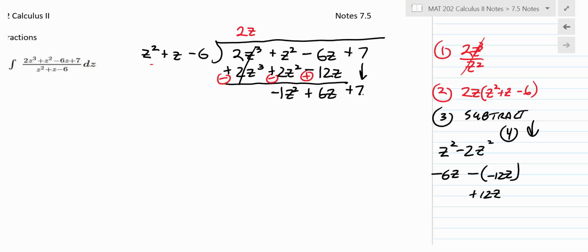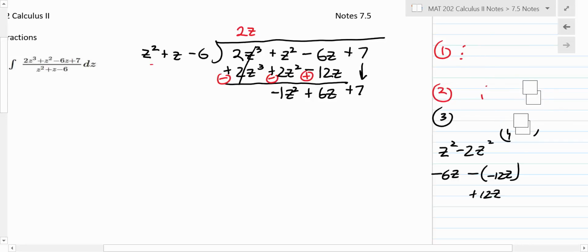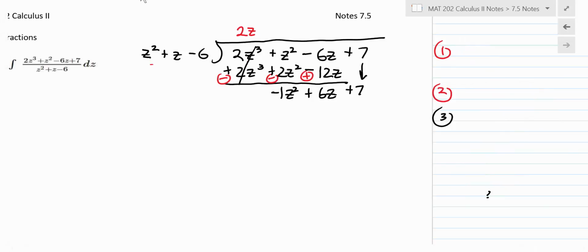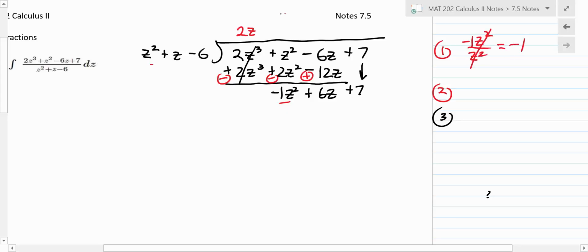Okay, everybody with me on that? Okay, I've got to do it again. I've got to start over again. So what I end up doing here is basically this. I'm going to erase those two things and show you what I'm doing again. So what I do now is I look at this and this. I'm doing negative 1z to the second over z to the second, so of course that's negative 1. So you record the negative 1 there.